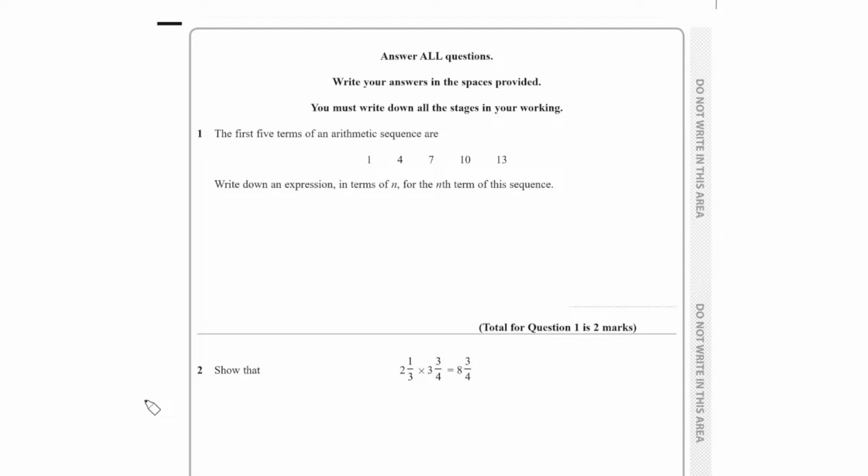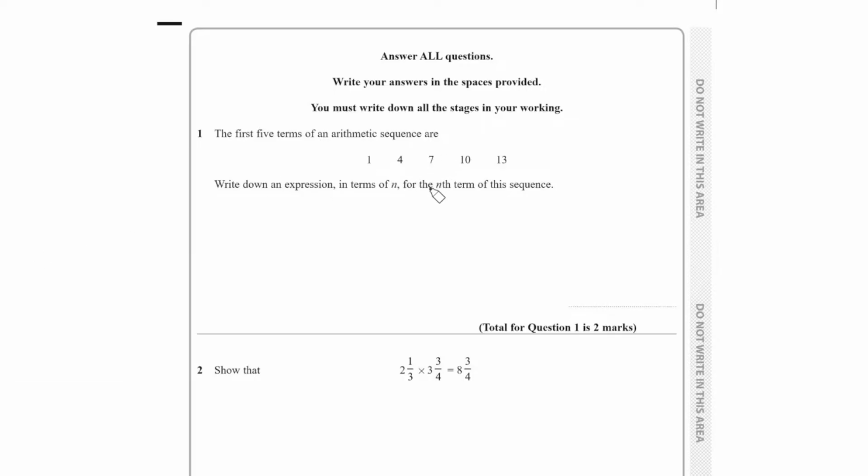Okay, so let's go through this one then. So the first 5 terms of an arithmetic sequence are 1, 4, 7, 10, and 13. Write down an expression in terms of n for the nth term of this sequence. This is a really nice one. We just basically have to work out obviously the difference. Arithmetic means the difference is the same every time, right? So they've changed it by 3.